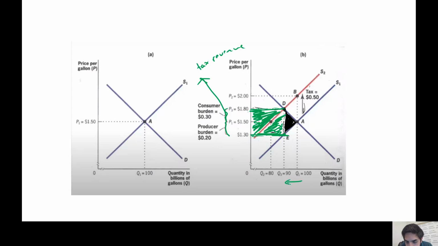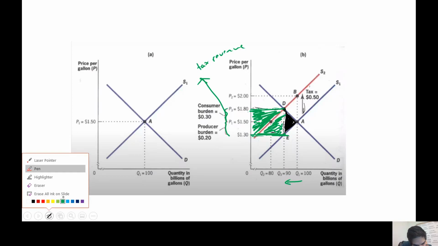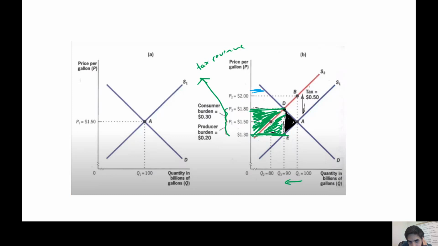We can also see that the tax itself leads to less production and consumption of the good. So we're at Q3, specifically 90 billion gallons of gasoline produced. And then we can think about the effects on consumer and producer surplus. This is going to be consumer surplus now, and then producer surplus after the tax. So we can use that tool of consumer and producer surplus to think about the welfare effects of taxation.